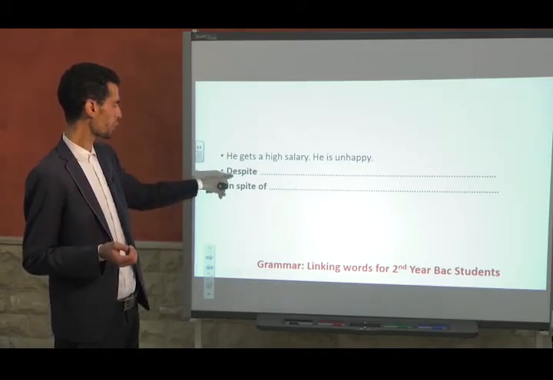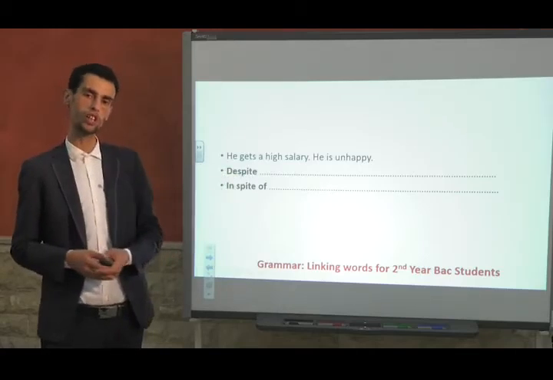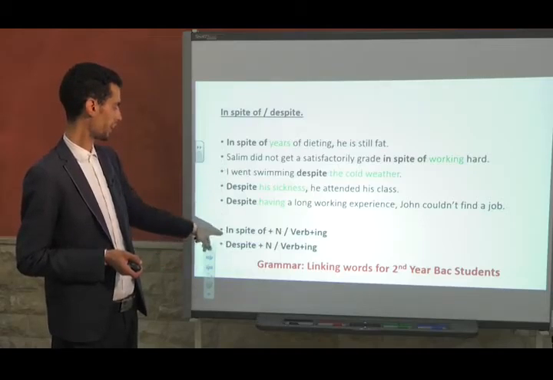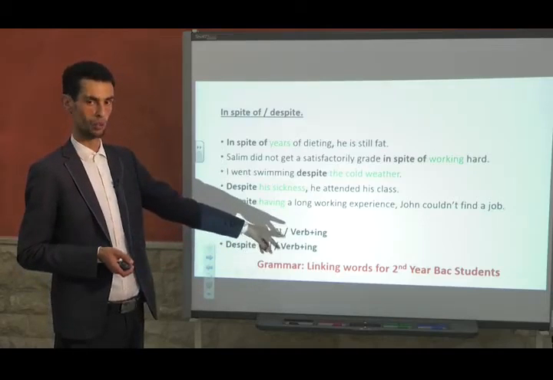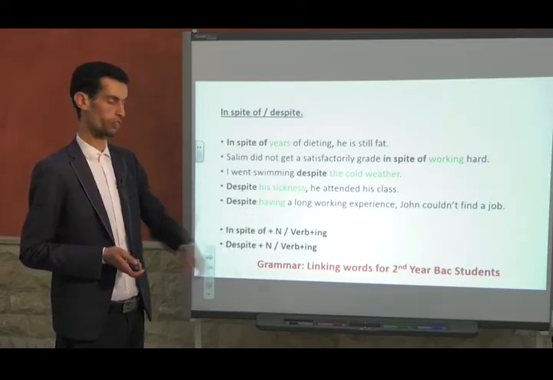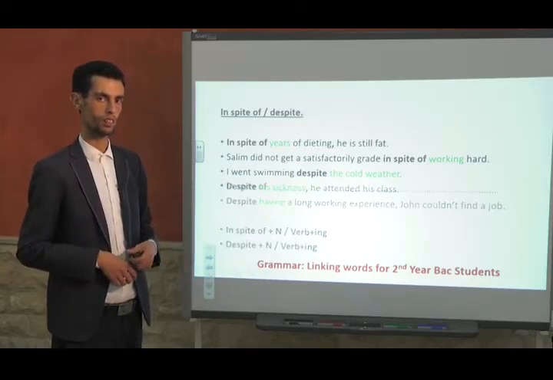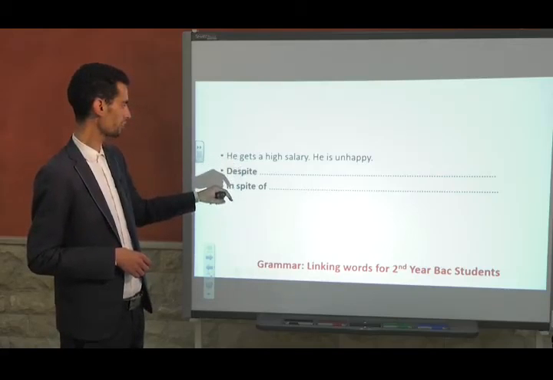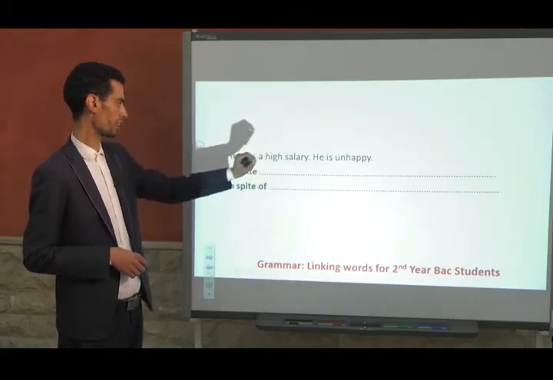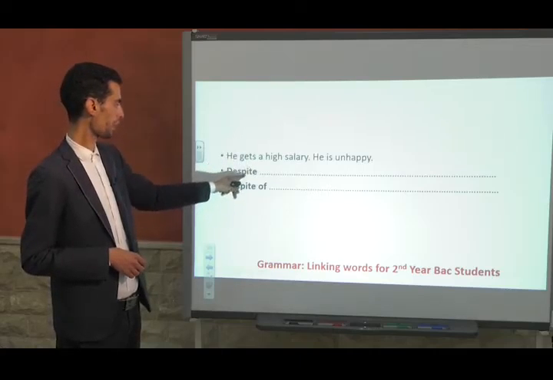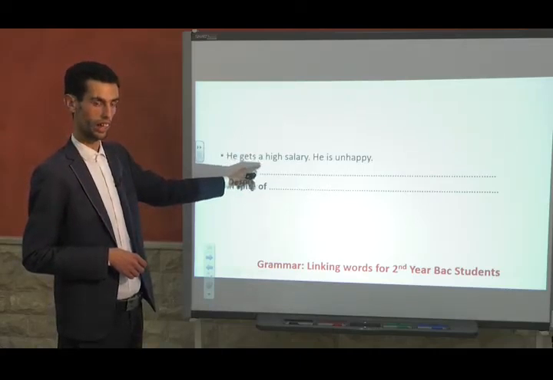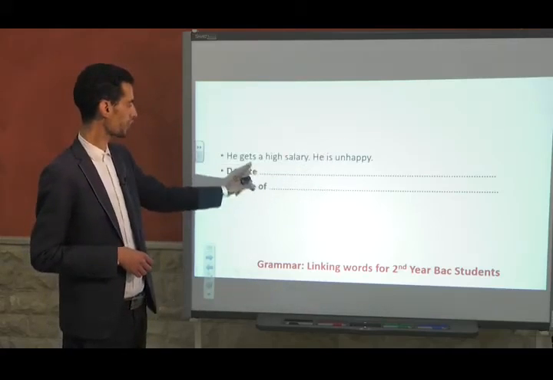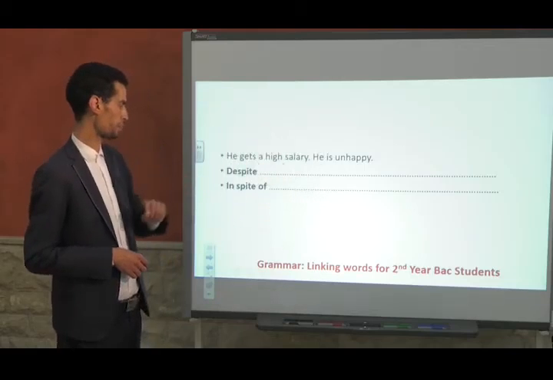Number one, if I would like you to start it with despite or in spite of, what are you going to say? You are going to apply what we have learned here. In spite of plus noun or verb ing, despite plus noun or verb plus ing. So here, the main verb is get. So I'm going to say despite getting a high salary, comma, he is unhappy. In spite of getting a high salary, comma, he is unhappy.